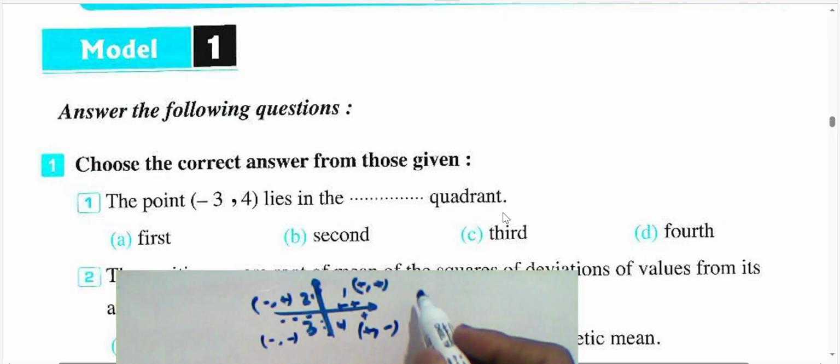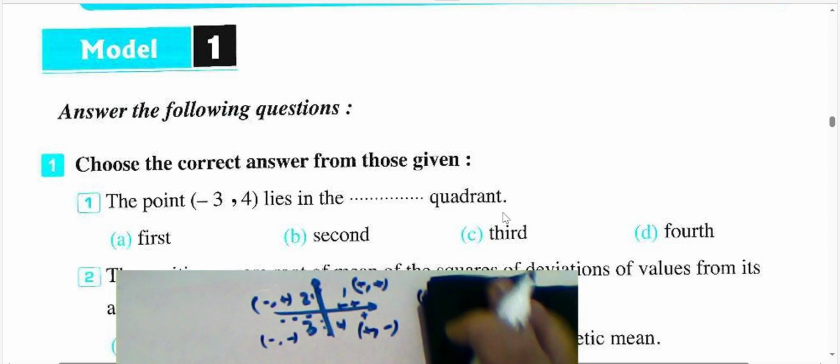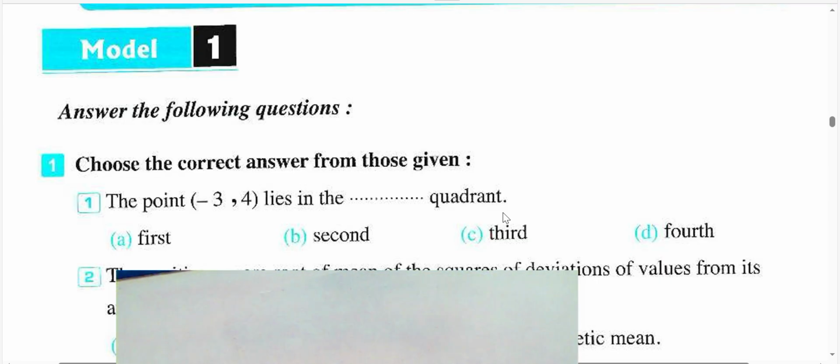So in this question, -3 and 4, the signs are negative and positive. Negative and positive, it will lie in the second quadrant. Sign negative and positive is the second quadrant. Choose letter B. The answer is letter B. Next question.